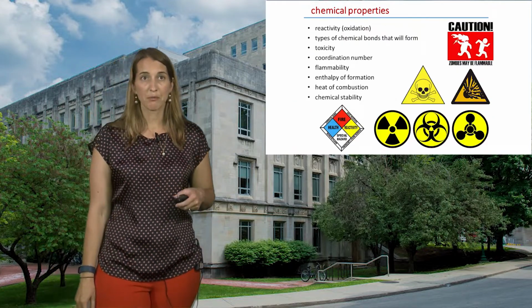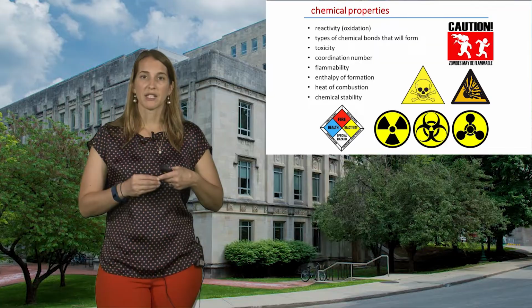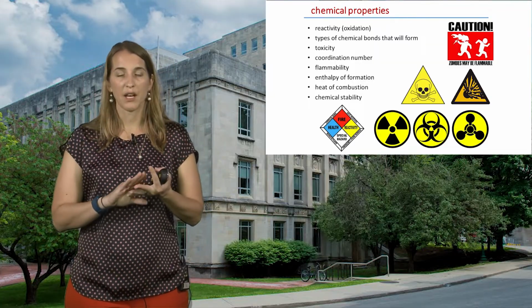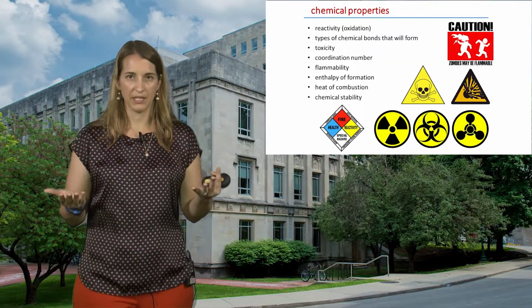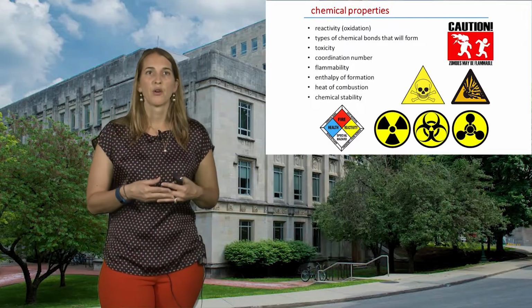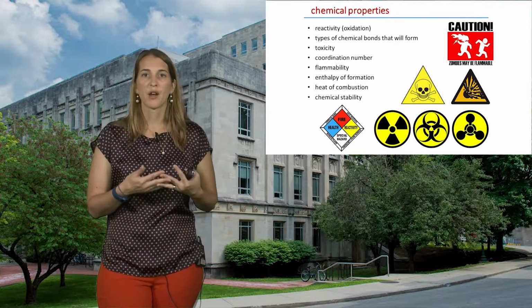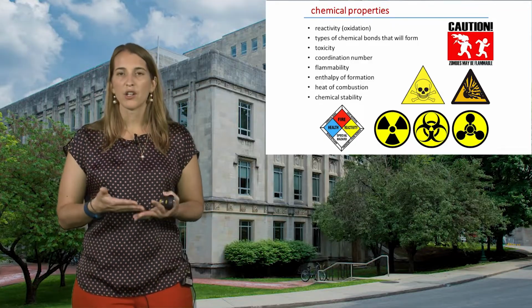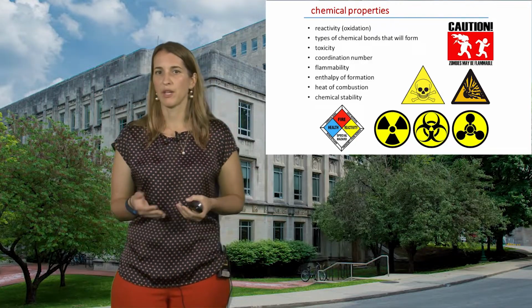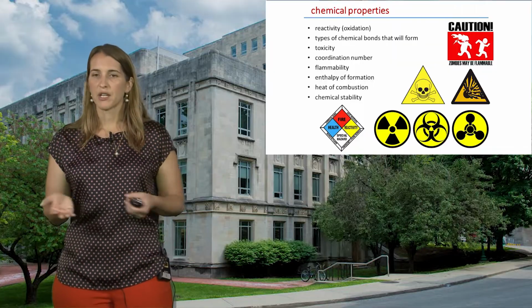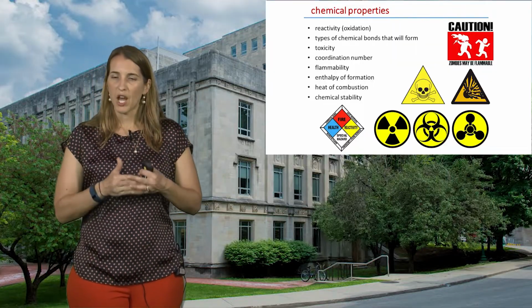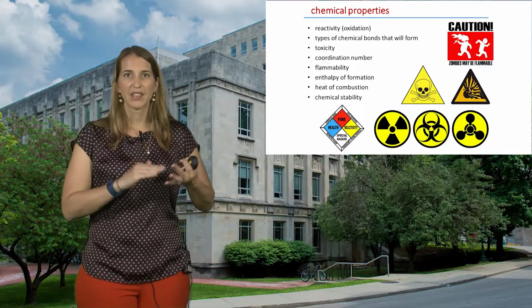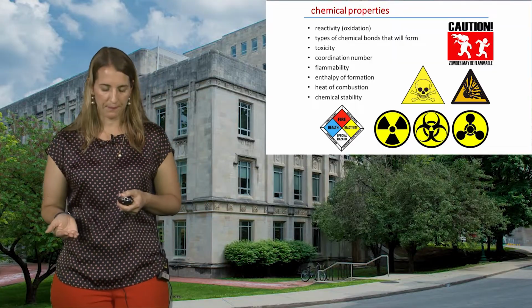All right, so then chemical properties. These are properties that describe how that reactant reacts chemically. Okay, so it's reactivity, or the type of bonds that it often forms, or how toxic it is, flammability, if it's flammable. Those are all talking about chemical changes that take place. So enthalpy, heat of combustion, how stable it is. When you're talking about how something reacts, that would be a chemical property.